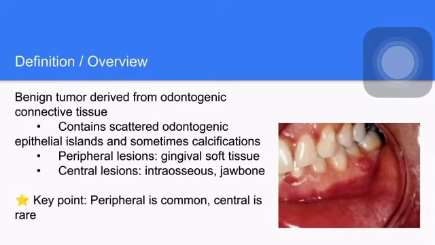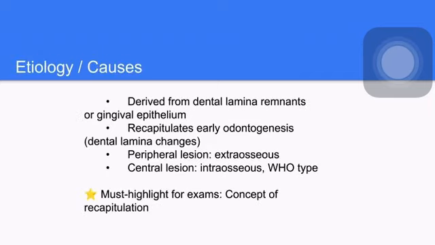Now coming on the definition or overview. Odontogenic fibroma is a benign tumor derived from odontogenic connective tissue. What makes it odontogenic is the presence of scattered odontogenic epithelial islands, sometimes with calcification. Peripheral lesions occur in gingival soft tissue, while central lesions are inside bone. An important exam point is that peripheral is relatively common, while central is rare.